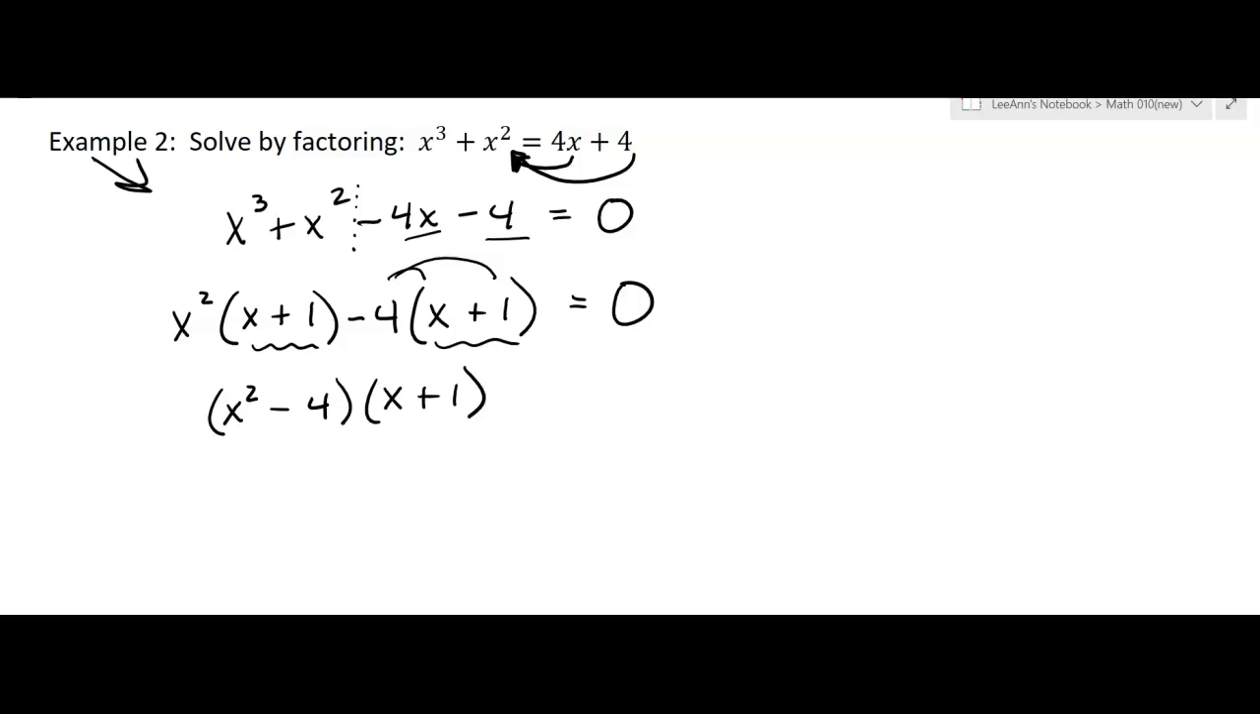But it's not factored completely because this factors. So I can factor that into x plus 2 and x minus 2. And that's how it factors.